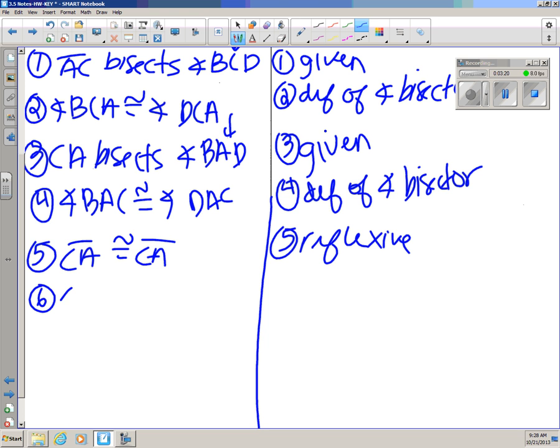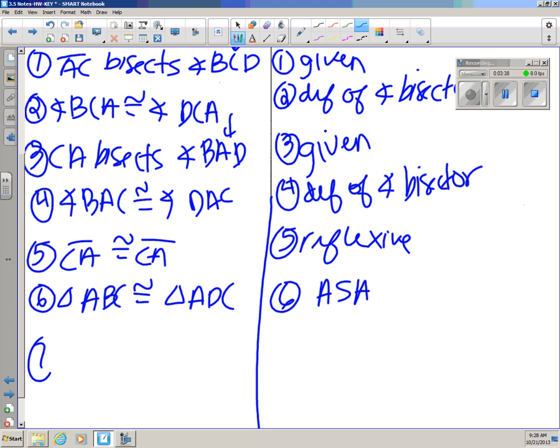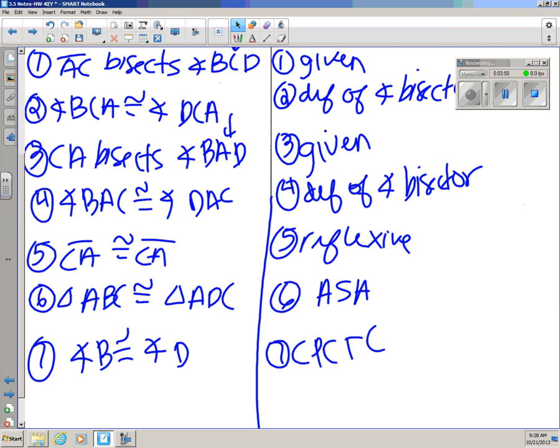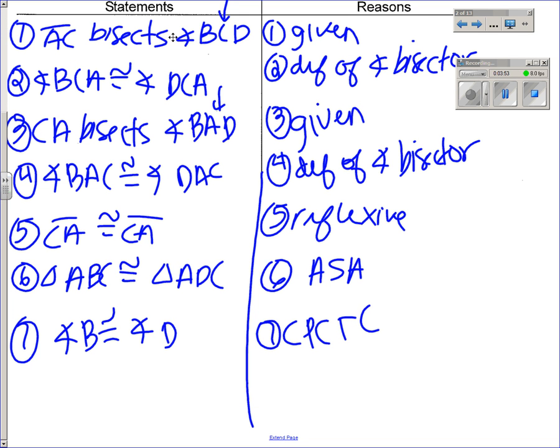So we can now name our congruent triangles. And I'm going to call one of them ABC, which is the top one. And if I call the top ABC, I must call the bottom ADC. And that side is sandwiched in between the two angles, ASA. And it's having us prove congruent parts. So that means angle B must be congruent to angle D. And that's because corresponding parts of congruent triangles are congruent. Okay, so there's your proof.